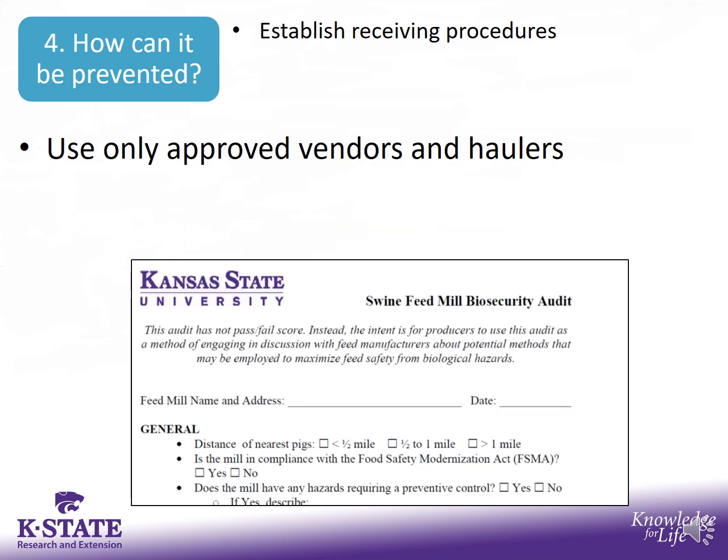It's also important to only use approved vendors and haulers. Have an understanding of where your ingredient came from. Along the way, did it get blended or mixed with other ingredients? What are the biosecurity policies at each of those locations? These conversations are important to have in order to properly assess ingredient risk for carrying foreign animal diseases.